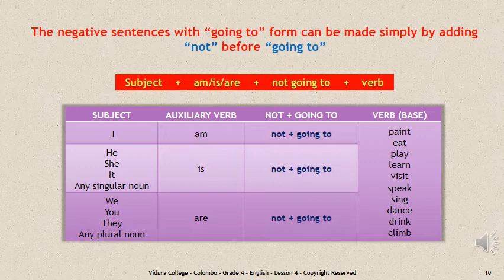Let me give you some examples. I am not going to paint. He is not going to play. Like that, we add not before going to make a negative sentence.